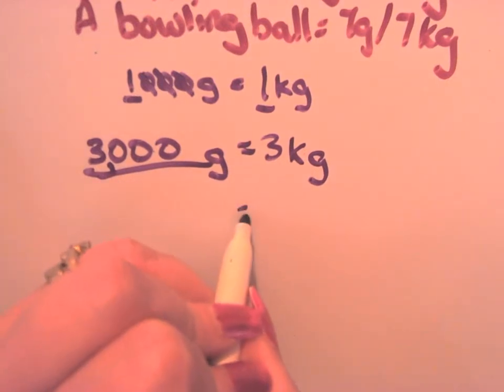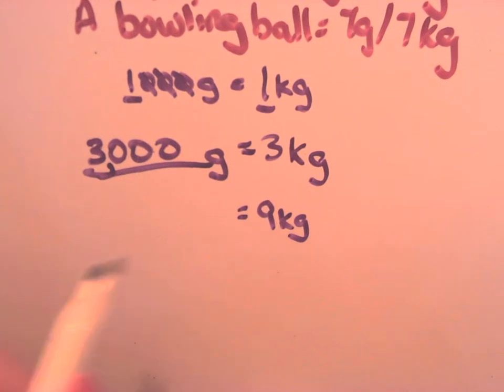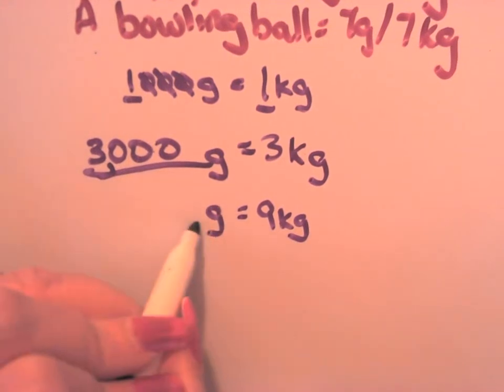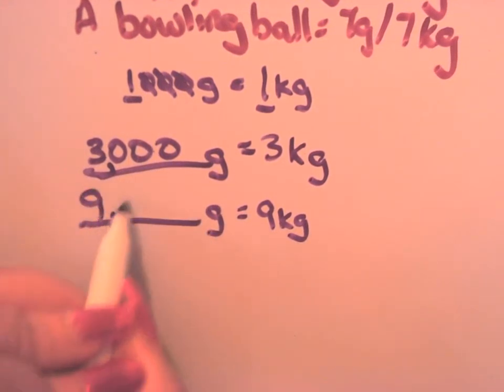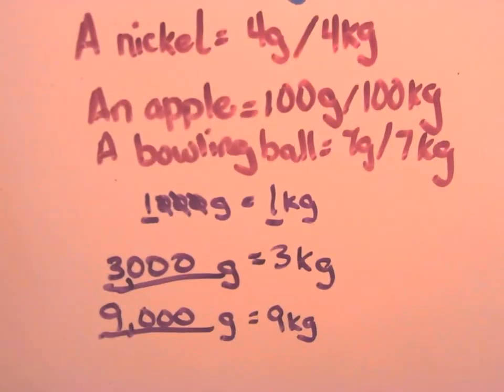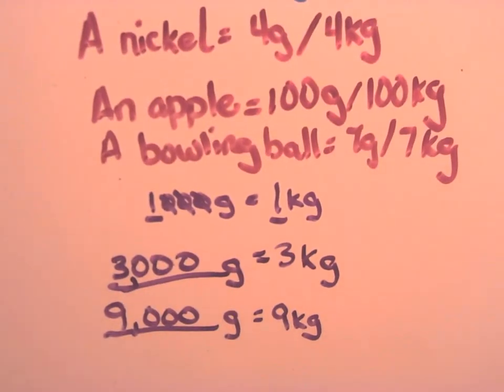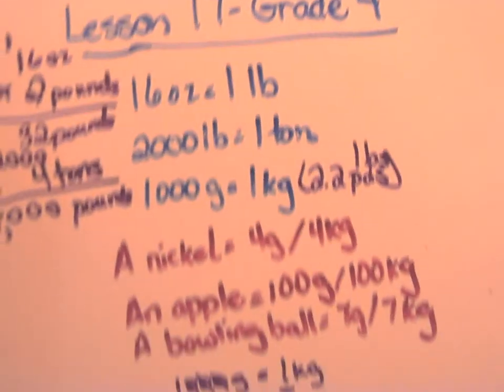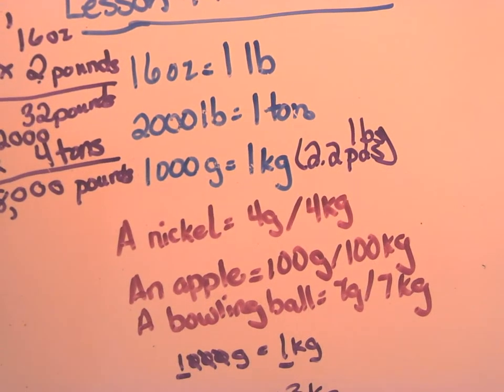If I had something that was 9 kilograms, how much would it be then? 9 and then my 3 zeros, so 9,000. Okay, so I can find how many grams I have for any kilogram by adding those 3 zeros onto it. And I can reverse that process, but we're not going to do that this lesson, so we'll just leave that be.